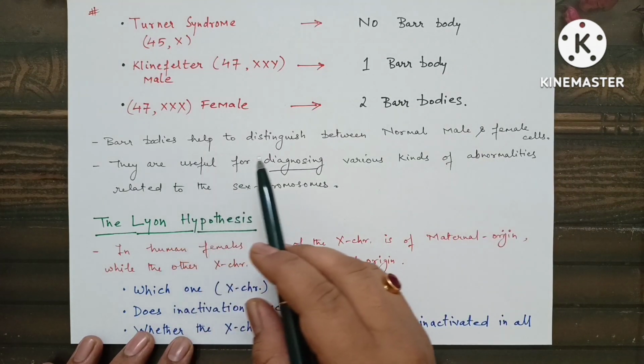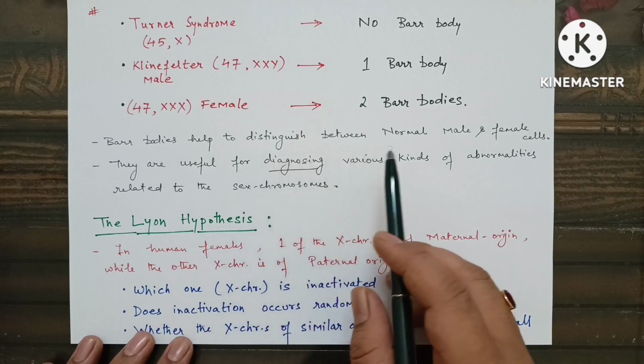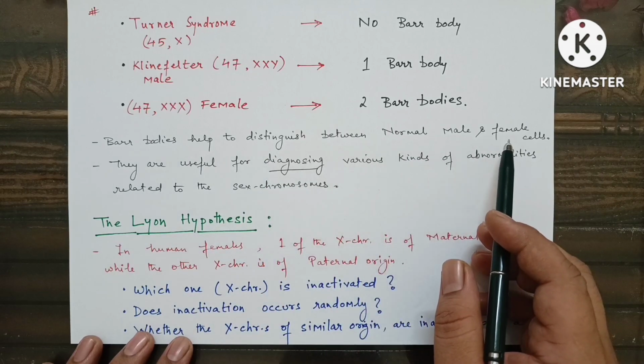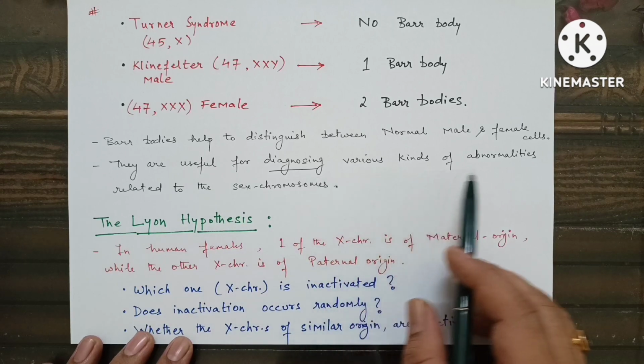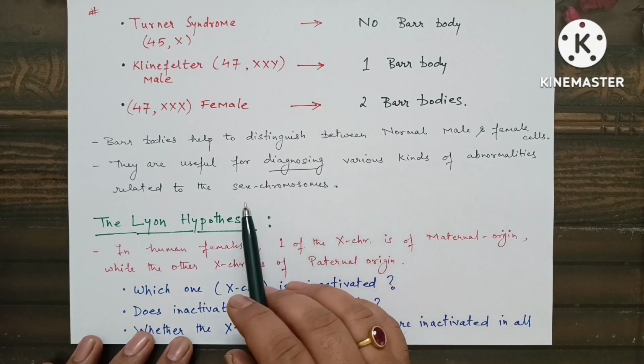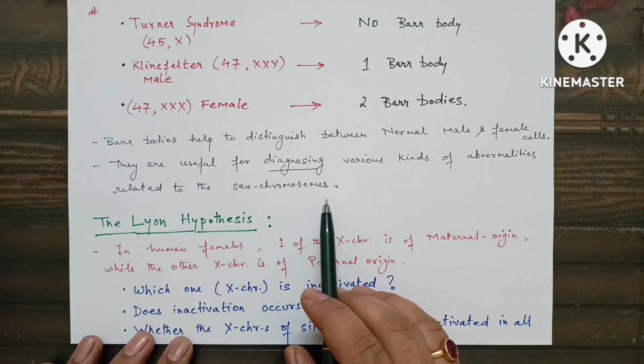These Barr bodies can be used to distinguish between normal male and female cells. They are useful for diagnosing various kinds of abnormalities related to sex chromosomes.